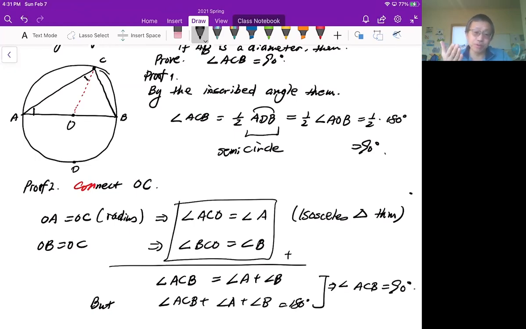So you have two different ways to prove that. One is a direct proof from the inscribed angle theorem. Another one, we don't need to use that, just use the isosceles triangle. Okay, so that's one. And let's see, something else.